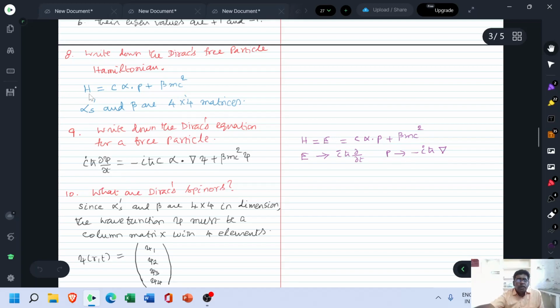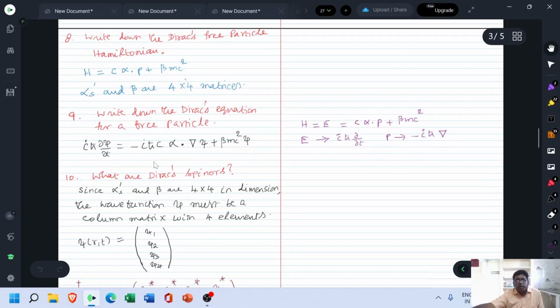Then instead of H, we have to put E, because H is equal to E. Then the energy operator is iħ ∂/∂t. Allow this operator to operate on the function psi. Then instead of P, we have to put minus iħ, so minus iħc α·∇, that should be multiplied by psi. The operator is allowed to operate on the function psi, plus βmc² into psi. This is called Dirac's equation for a free particle.